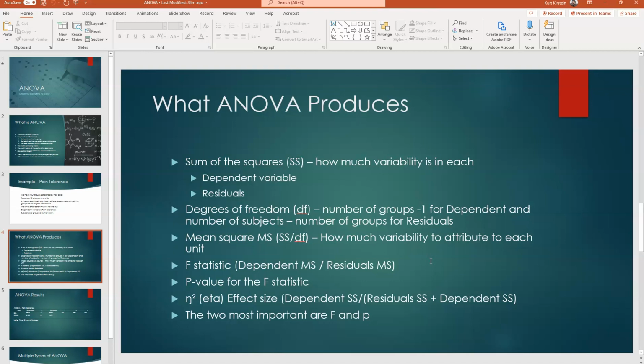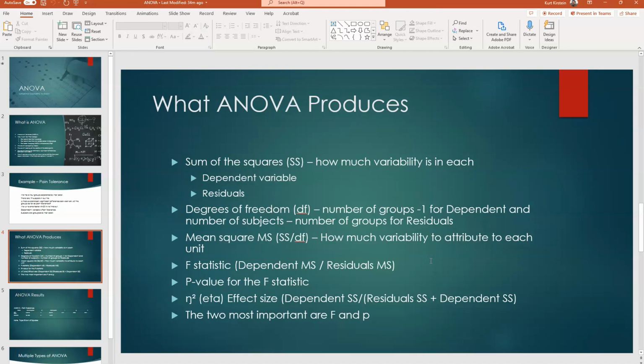Once we have the degrees of freedom for both the differences between the groups and the residuals, we can then calculate what we call mean square, and that's a simple division. That's taking the sum of the squares and dividing it by the degrees of freedom. We do that for the hair color groups, and we do that for the residuals. So that's how much variability can we attribute to each unit.